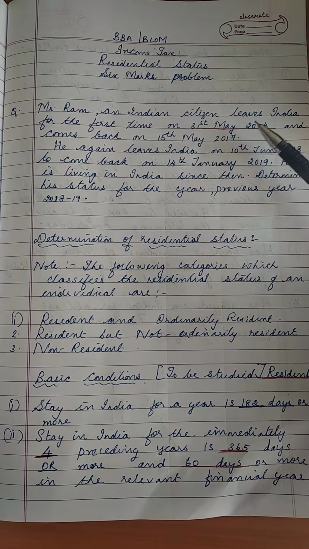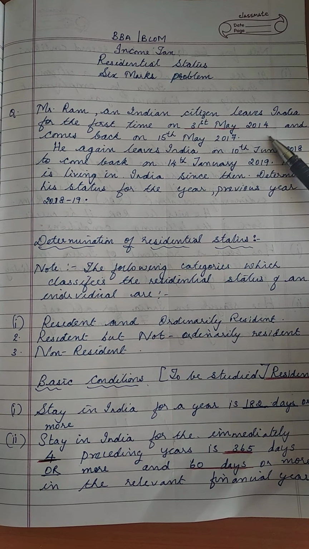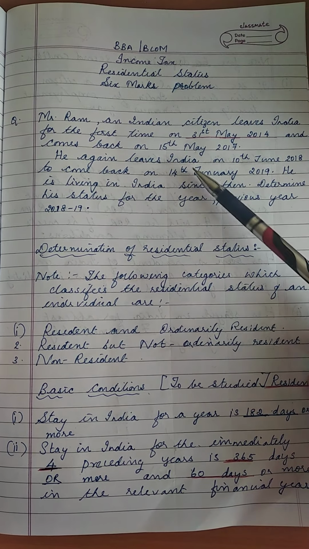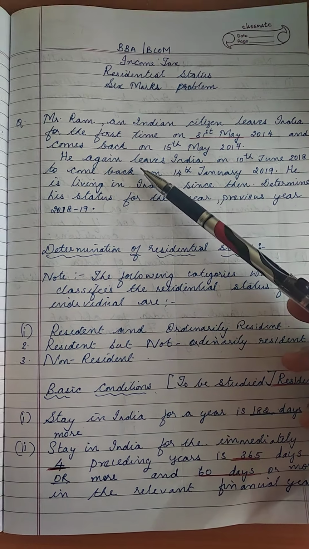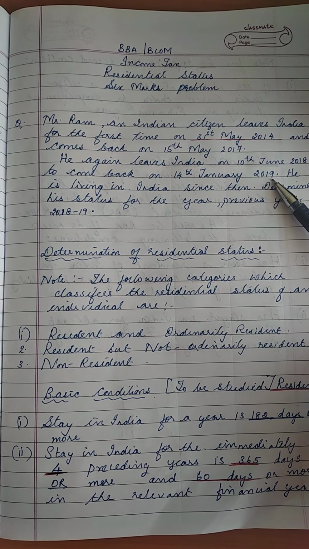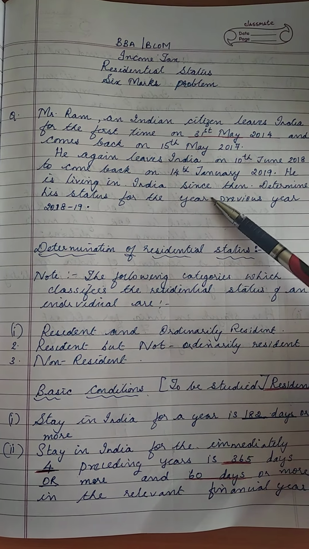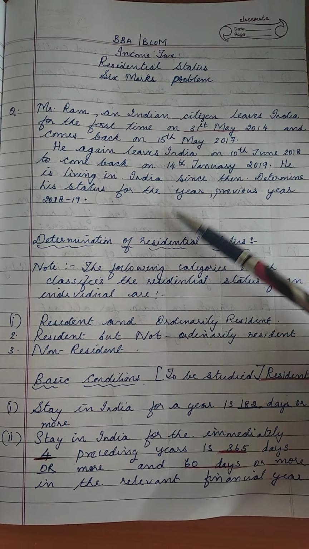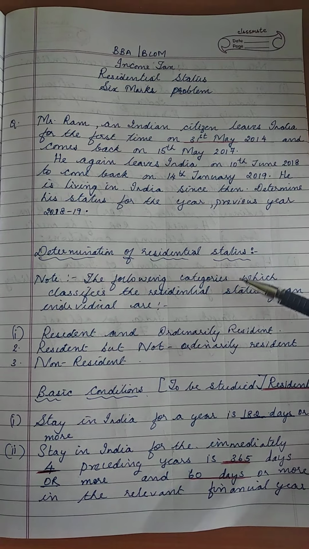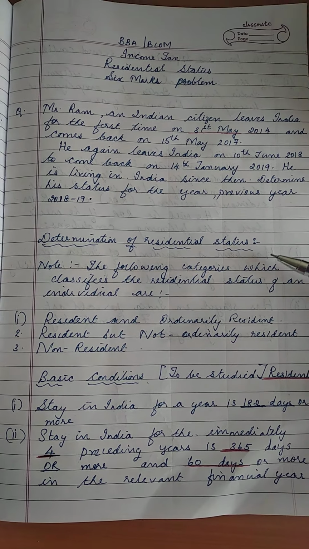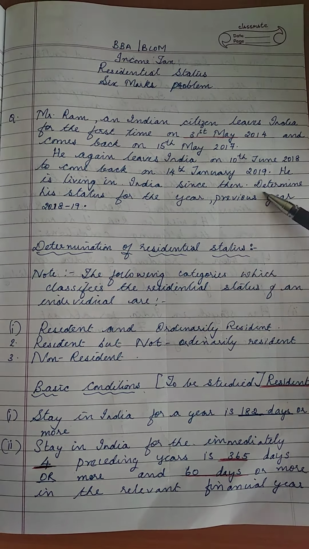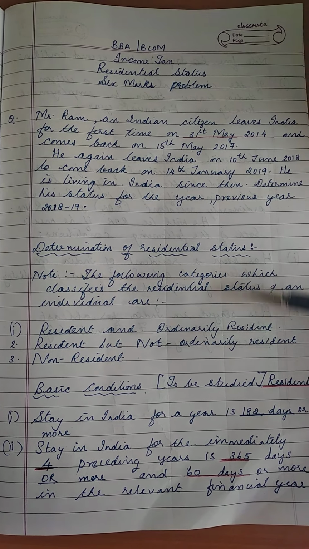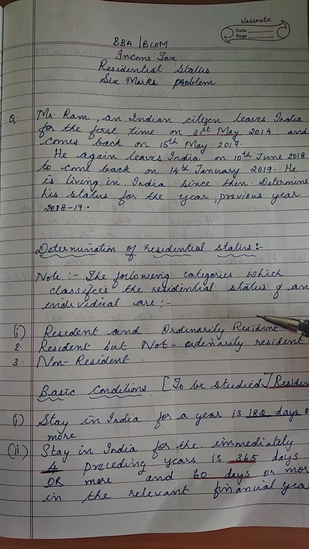Mr. Ram, an Indian citizen, leaves India for the first time on 31st May 2014 and comes back on 15th May 2017. He again leaves India on 10th June 2018 to come back on 14th January 2019. He is living in India since then. Determine the status for the previous year 2018-19. This is a very simple question, but we have to work it out. Adjustments are there too. Write down when he is coming back and when he is living, and keep it so that it is easy to do the problem.